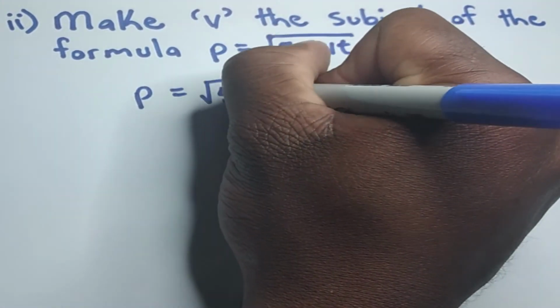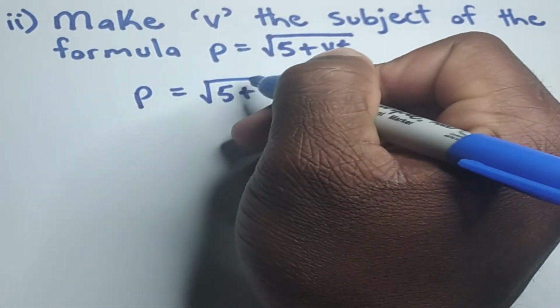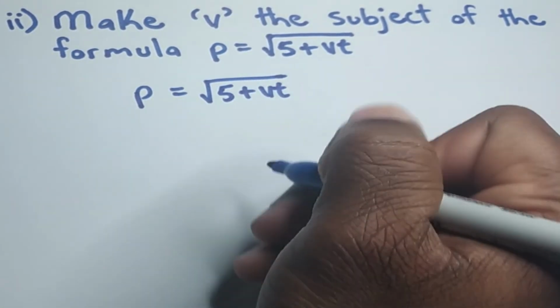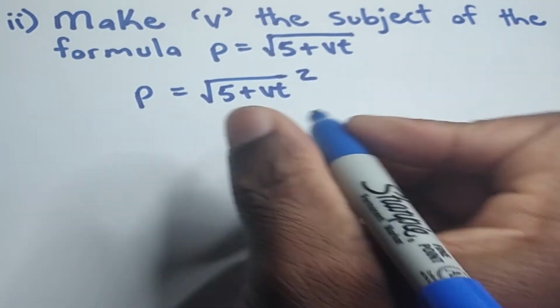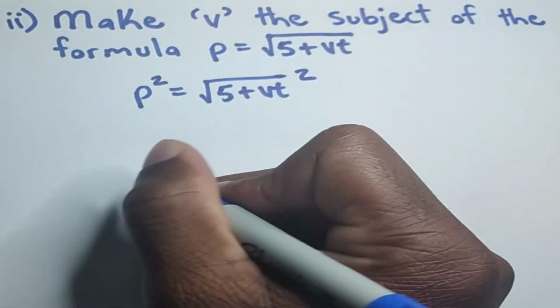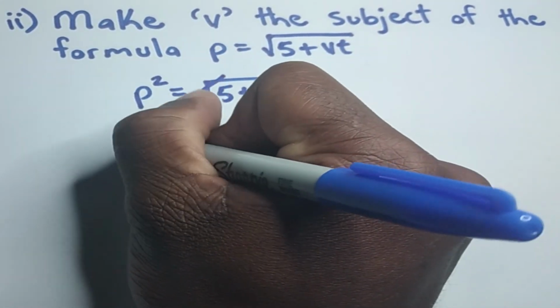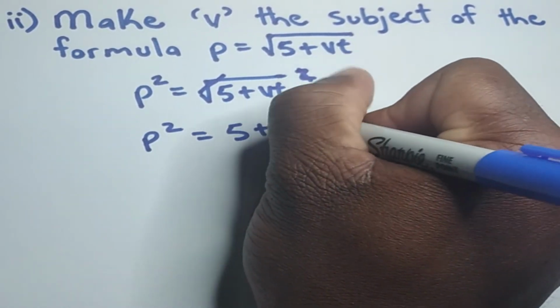Alright, and what we're going to do next, the first thing we want to get rid of is the square root sign right here. Alright, so in order to get rid of the square root sign, we're required to square this thing. And if we square this side, we're required to square over here as well. Alright, so the square root sign will cancel the square right here. And I'm left with p squared is equal to 5 plus vt.